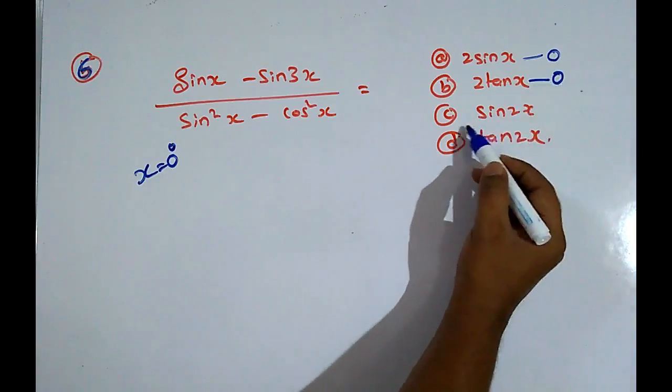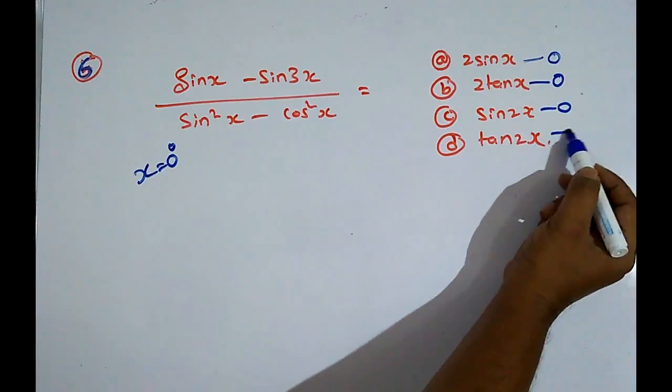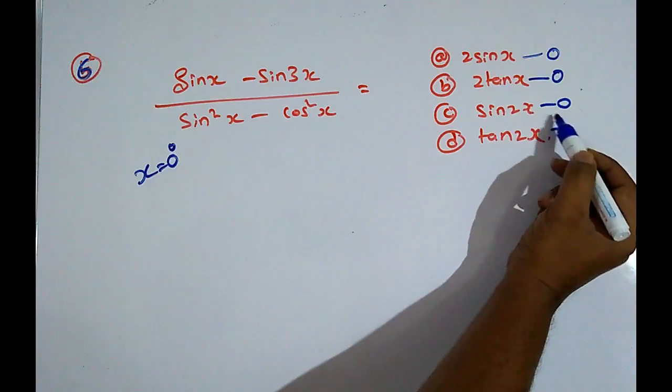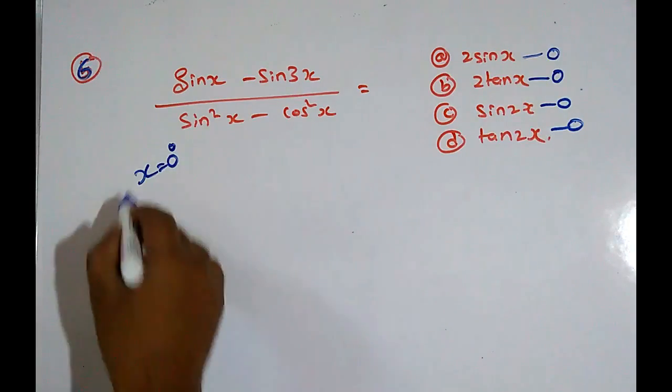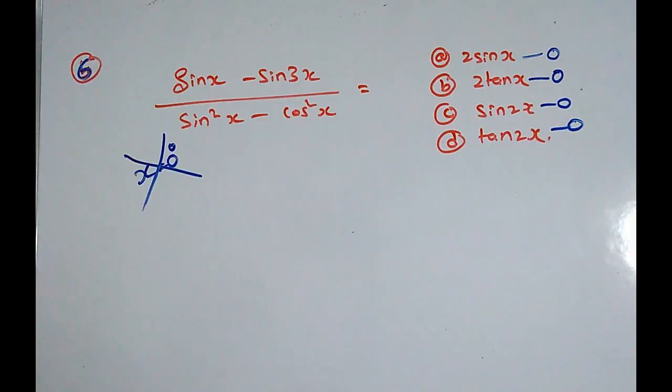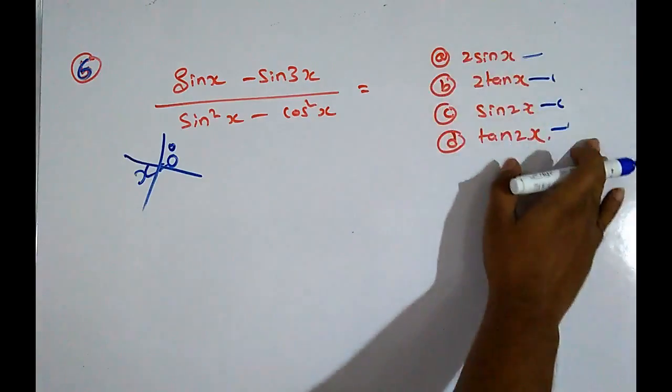tan 0 is 0, sin 2x is also 0, and tan 2x is also 0. So we are getting all the options as zeros, friends. So x equal to 0 degrees can't be substituted.